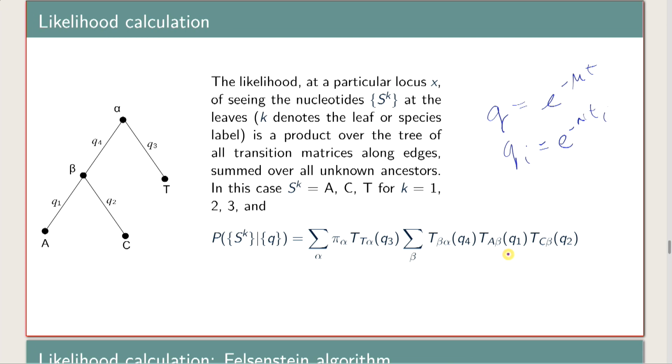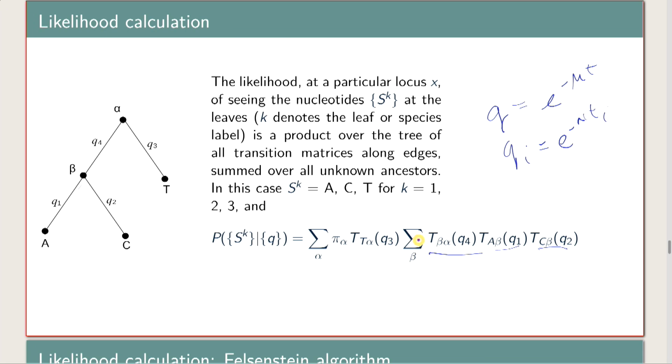If this was a beta, then the probability of seeing A is T A beta, given this branch length Q1. And the probability of seeing this C is T C beta in this branch length Q2. But what is the probability of seeing a beta here? That depends on what this alpha was. So it's T beta alpha with this branch length Q4. And you don't know what beta is, so you sum over beta.